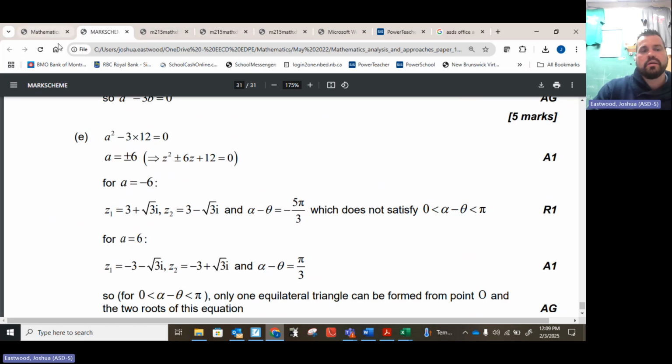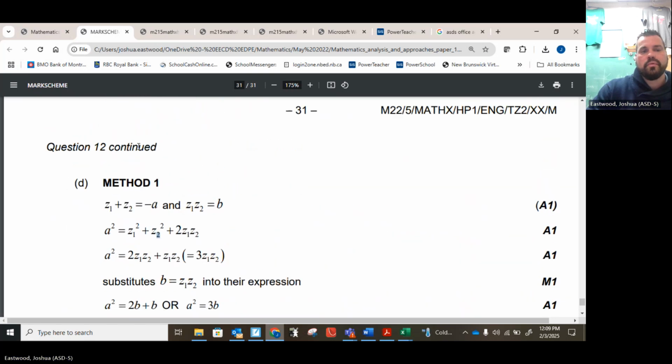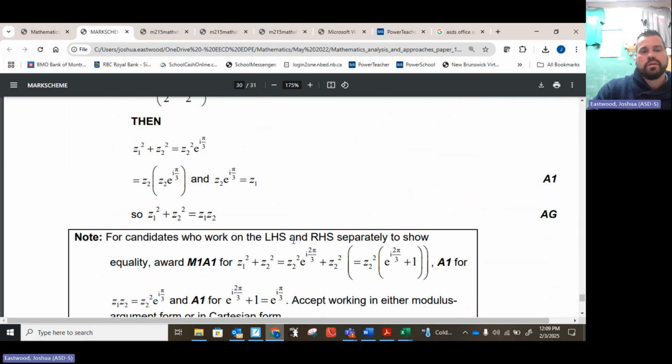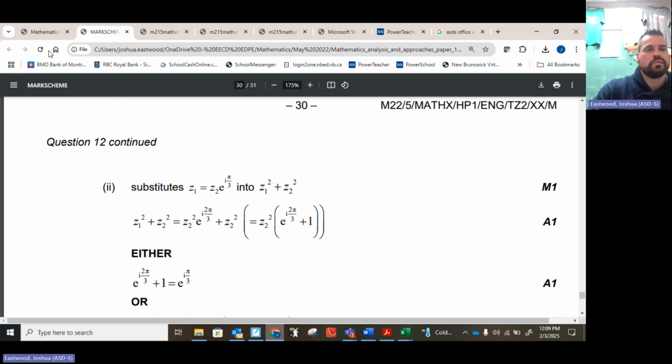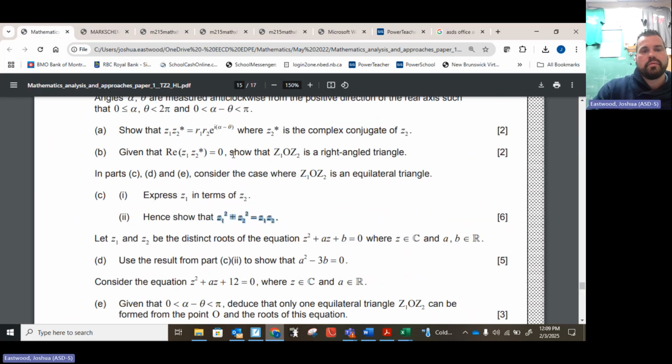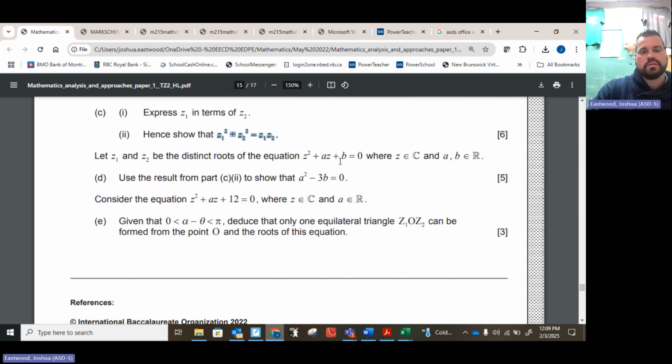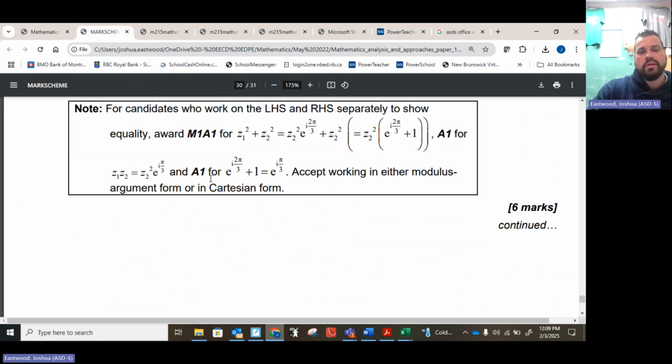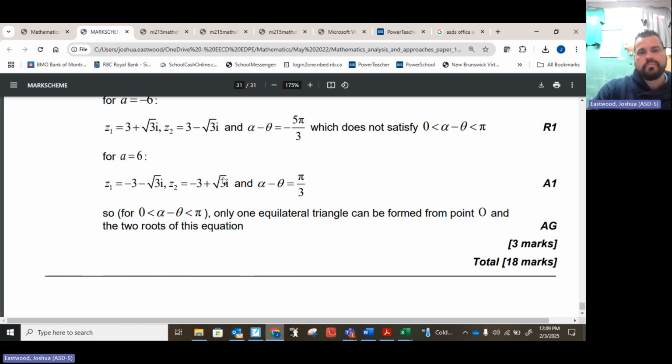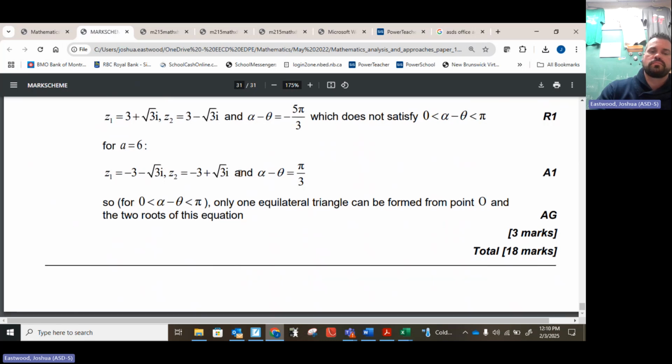So we're just plugging that into our equation up a ways here for Z1 and Z2. It's not showing the mark scheme, but you're basically just going back up to where we had a and b. We're showing this is true, so then we're getting this equation. What you end up with is that the angle can't be negative. It doesn't put us in that alpha minus theta being between 0 and pi. And the only other option then is that a is 6. And if a is 6, then you get alpha minus theta to be pi over 3, and it is equilateral. And so therefore that has to be your answer.